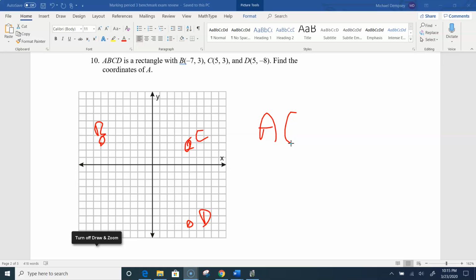Okay, so since it's a rectangle, this makes my life a whole lot easier. I know that the y-coordinate has to be the same as the y-coordinate for C, right? These two have to have the same slope. So if B and C have the same y-coordinate, then down here, A and D would both have to have the same y-coordinate. So D's y-coordinate is -8, right? His y-coordinate has to be -8. And then his x-coordinate has to be the same as B's x-coordinate, right? So B has an x-coordinate of -7. So my point A would have to be at (-7, -8).